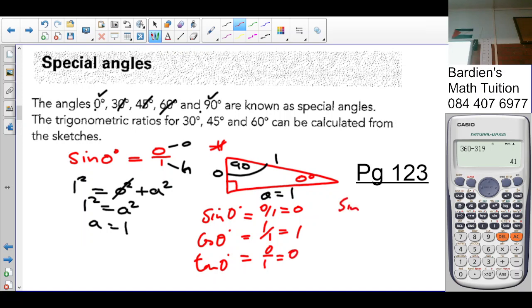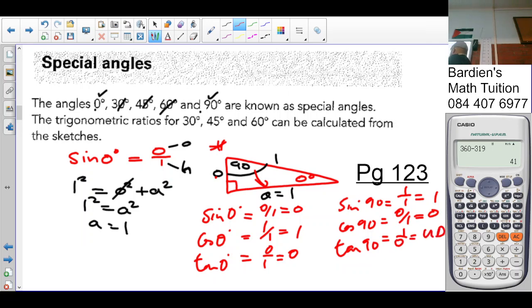What is sine of 90? Cos of 90, tan of 90. Now we're working with this here. That's now your opposite. So sine of 90, 1 over 1, which is 1. Cos of 90, adjacent over hypotenuse, so it's 0 over 1, which is 0. Tan of 90, tan is opposite over adjacent, so it's 1 over 0, which is undefined. Okay, you guys understand? So we'll add that one now.